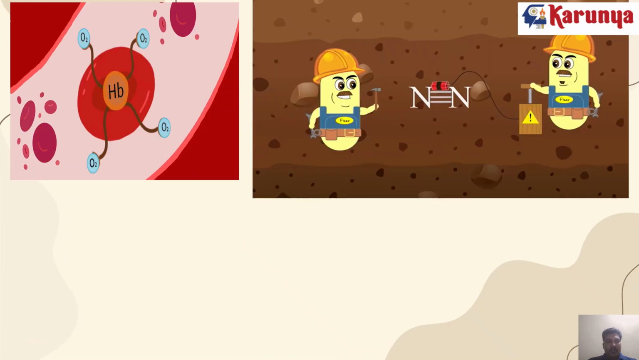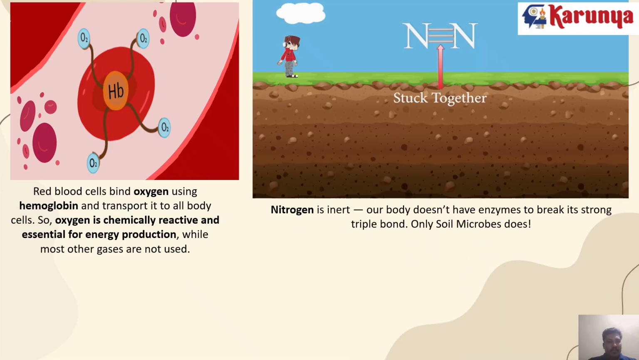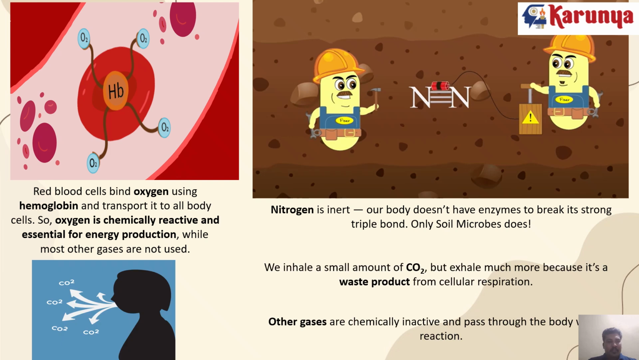It is due to the red blood cells, which bind oxygen using hemoglobin and transport it to all body cells. So oxygen is chemically reactive and essential for energy production. That is the reason we are not utilizing nitrogen. Instead, we are inhaling oxygen and exhaling carbon dioxide.